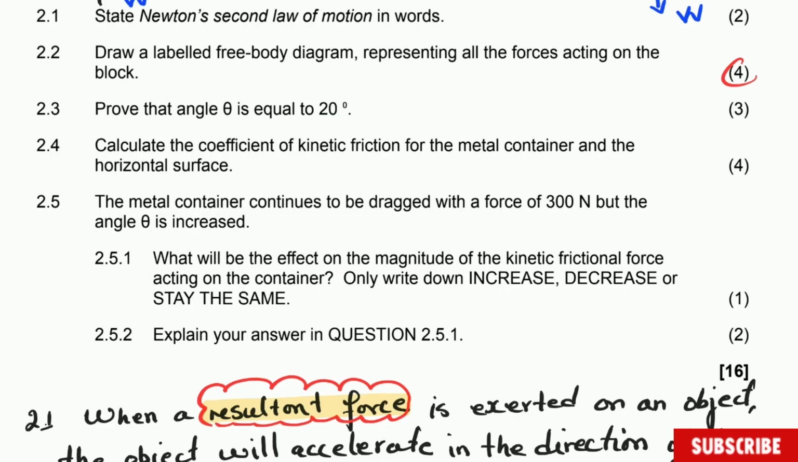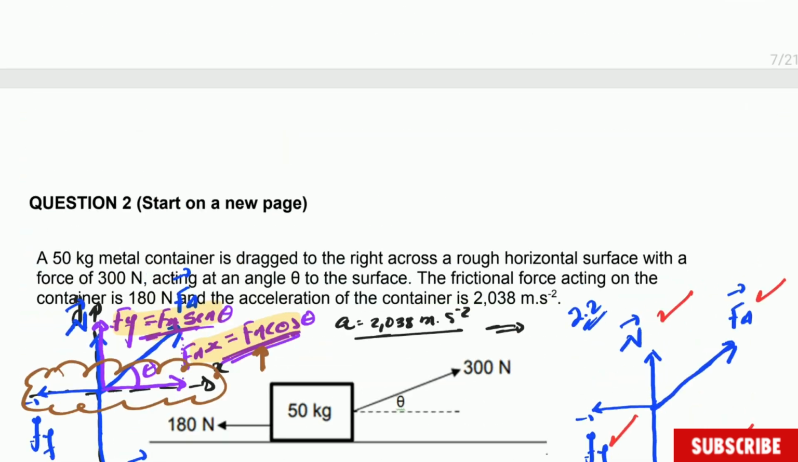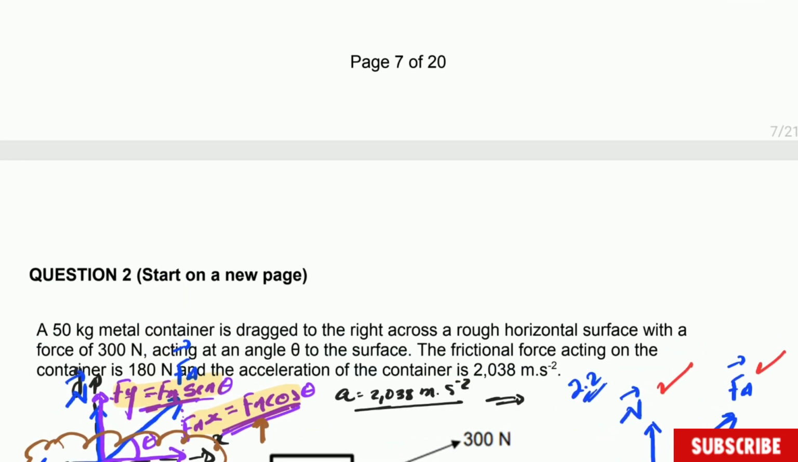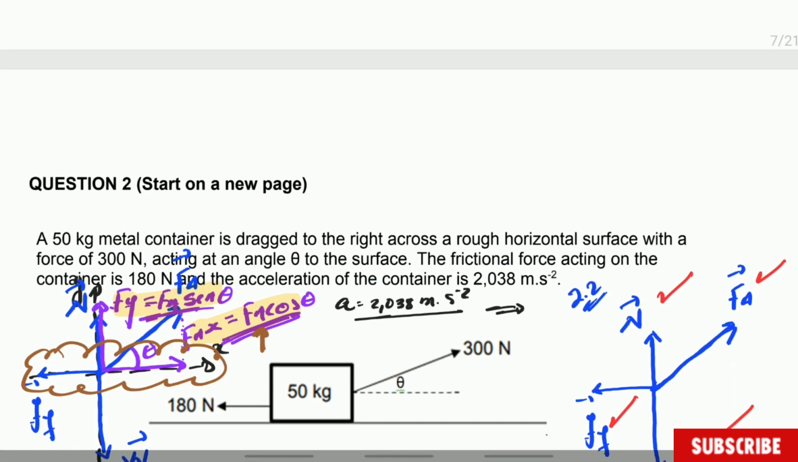Okay? Okay, question 2.5. The metal container continues to be dragged with a force of 300 Newton, but the angle is increased. What will the effect be on the magnitude of the kinetic frictional force acting on the container? Only write down increase, decrease, or remain the same, and explain your answer. Okay, now to answer this question, let's use this space here. And this is going to be question 2.5.